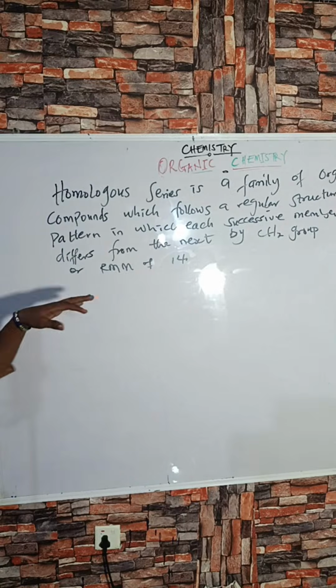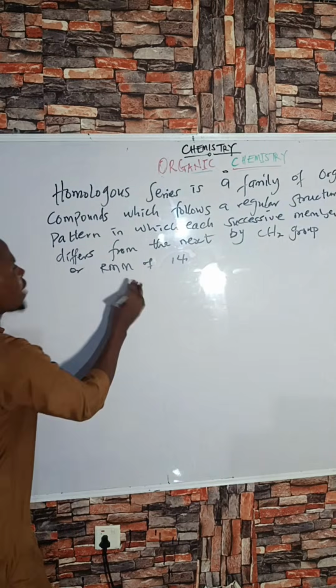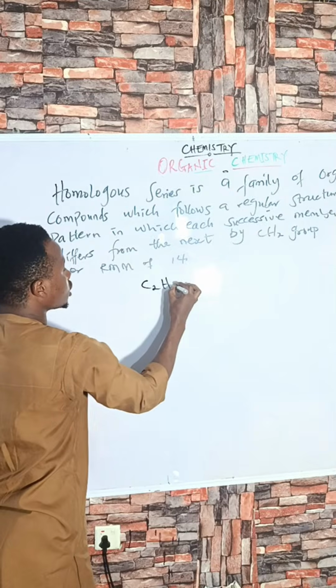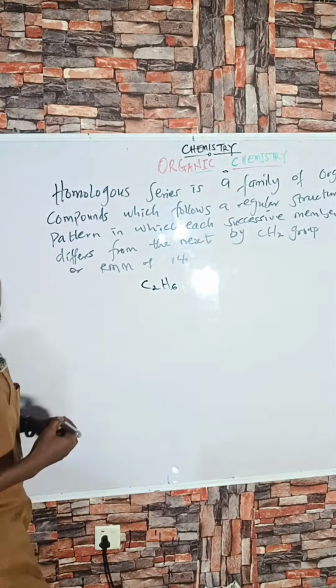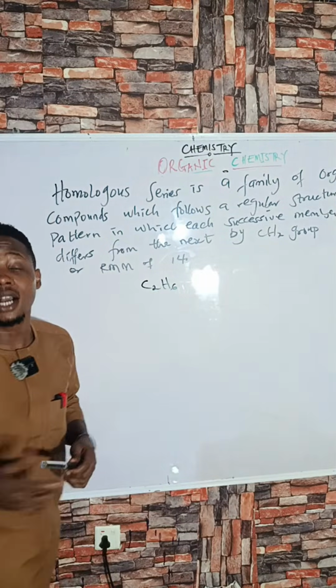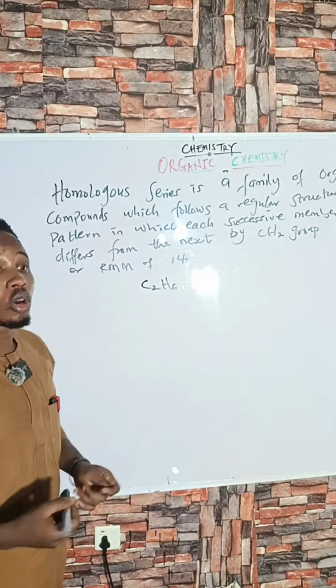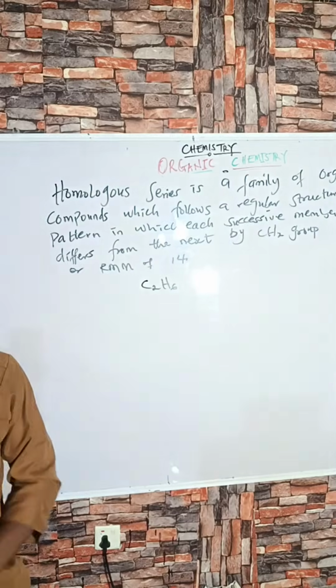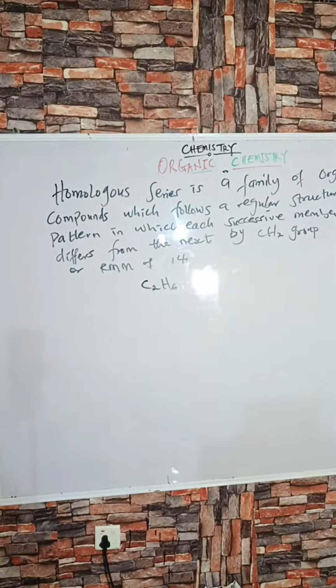We want to talk about the other example I wanted to give you. So we have something like C2H6. This is the second member of a homologous series. So my question to you now is, what do you think is going to be the next member, the third member? What should be the third member of this family?